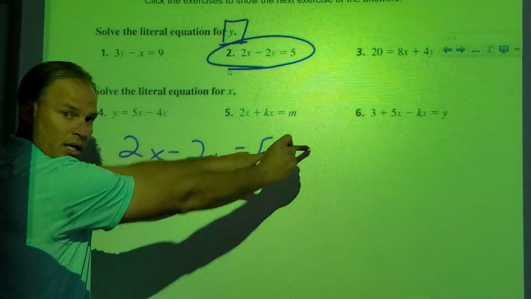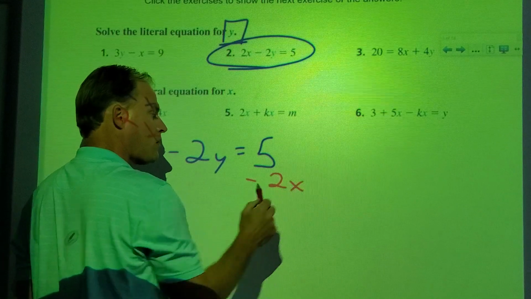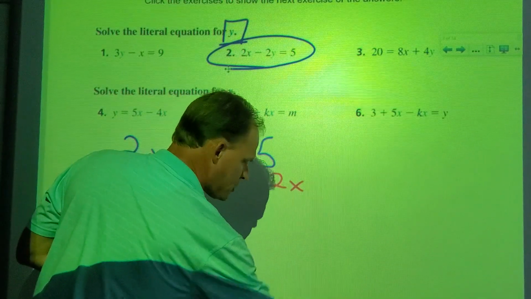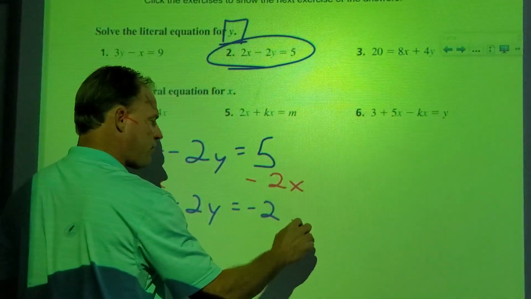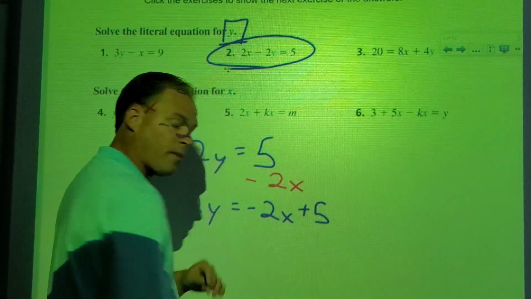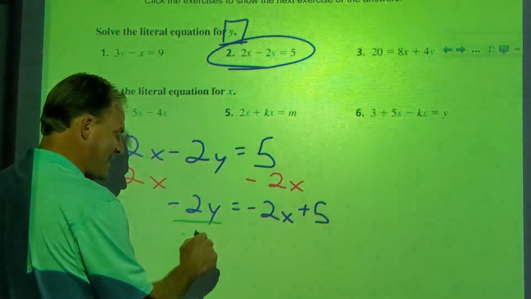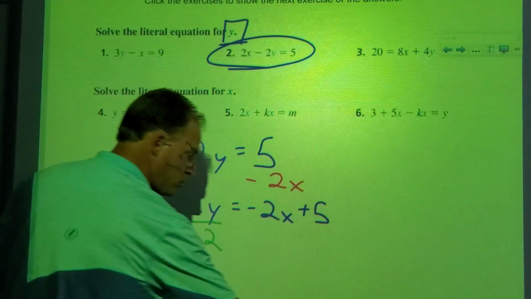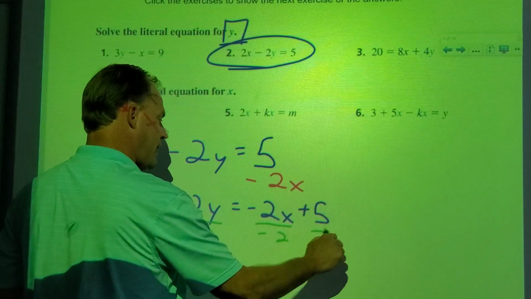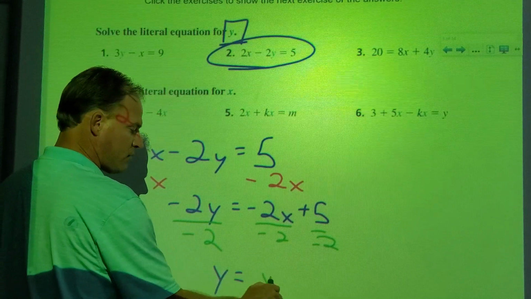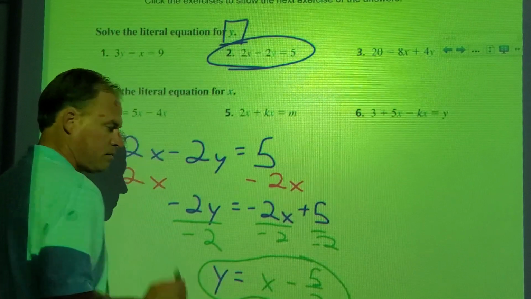If I want to get this over to the other side of the equation, I need a minus 2x. 2x minus 2x is your zero pair. The minus is with the 2y, so that whole thing stays here. Again, I want to write variables first for my equation. Now I need to get y by itself, so I divide by negative 2, because negative 2 divided by negative 2 gives me positive 1y. Everything over here gets divided by negative 2. Negative divided by negative is positive: y = x - 5/2. There you go.